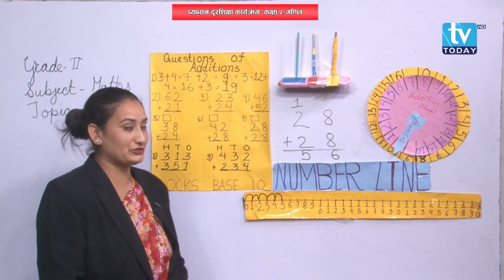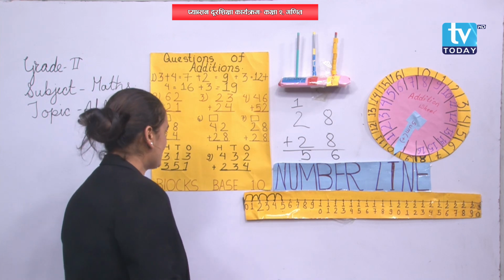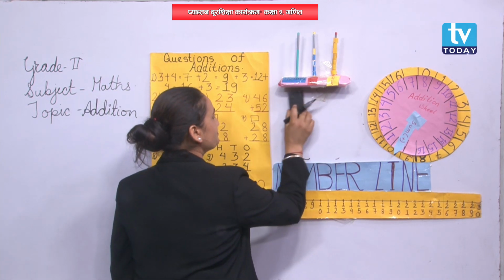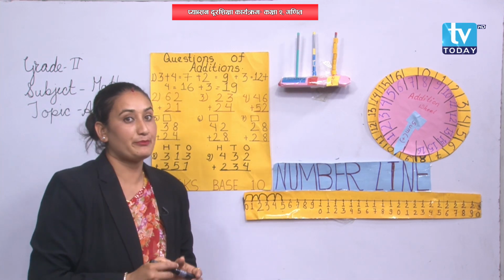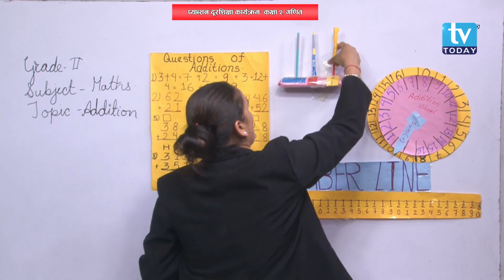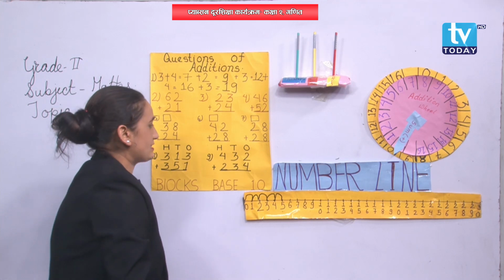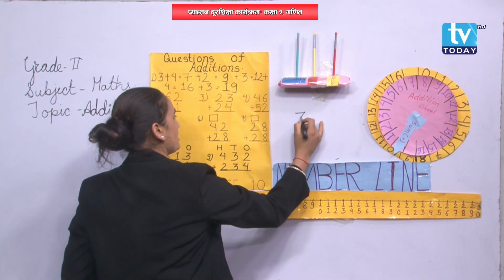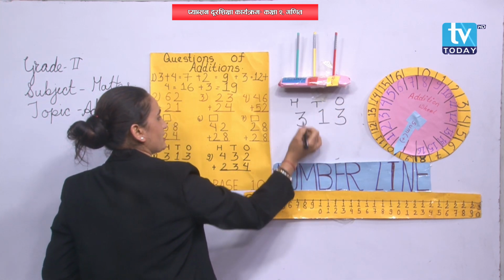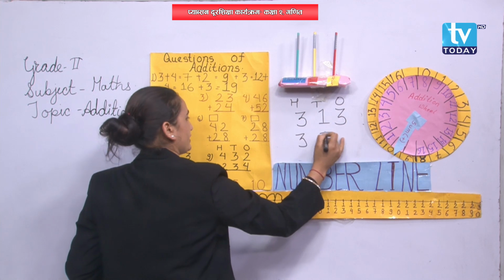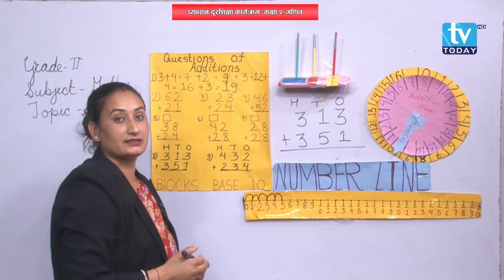Do you want to do 3-digit numbers? Okay. Let's do 3-digit numbers. Okay, for 3-digit numbers, we use the blocks. First, let's take out this. Okay, now here is the question. See here, dear students. 3, 1, 3. This is place of ones, tens, and this is place of 100. 3, 5, 1. 3 plus 1. Let's make it.